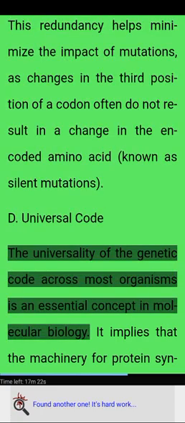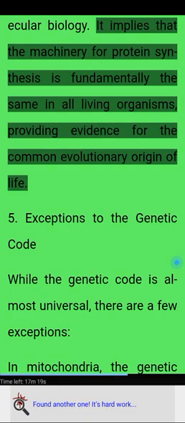D. Universal code. The universality of the genetic code across most organisms is an essential concept in molecular biology. It implies that the machinery for protein synthesis is fundamentally the same in all living organisms, providing evidence for the common evolutionary origin of life.